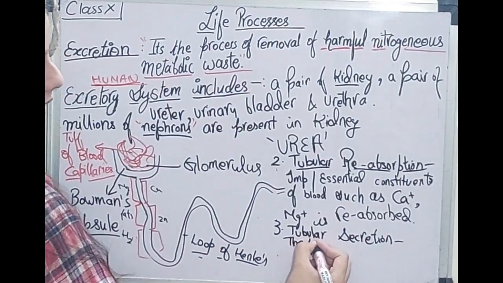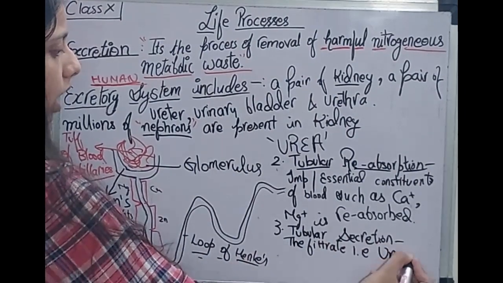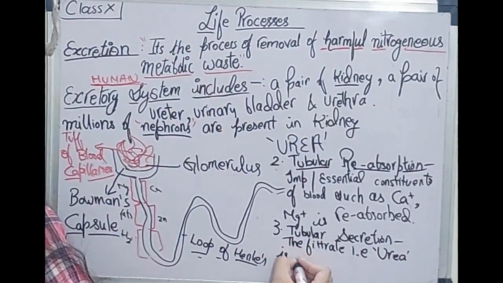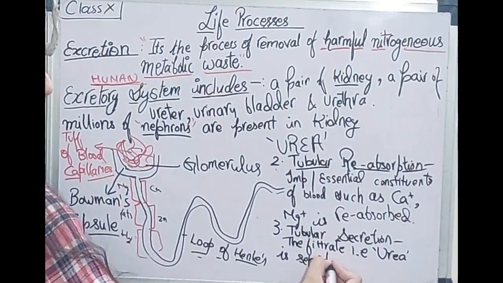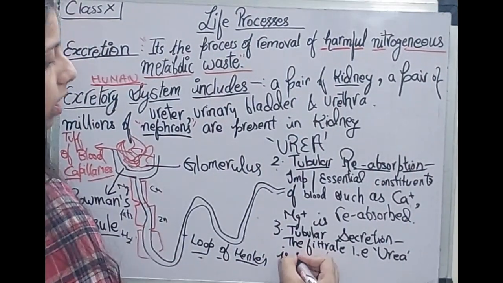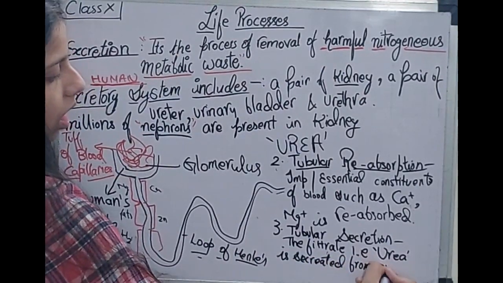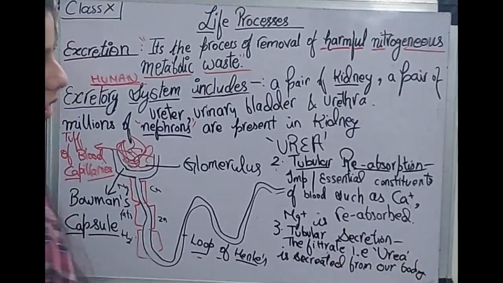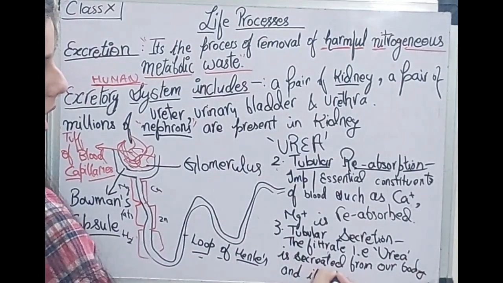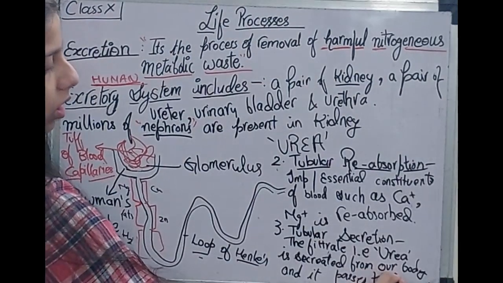The filtrate, ये filtrate जो humans में होता है, that is known as your urea. That is, urea is secreted from our body, and it passes to the ureter.